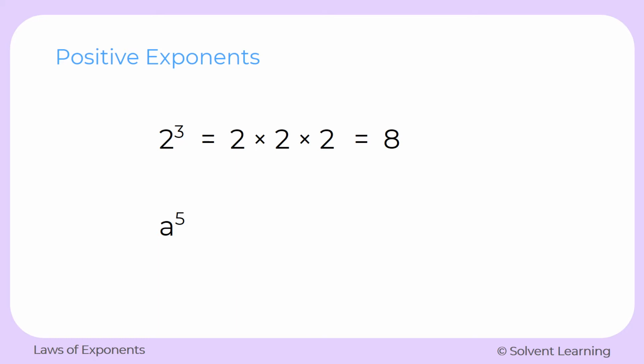Now our next example has a variable as its base instead of a number, but the concept is still the same. The exponent tells us how many of that base we're multiplying together. So we're going to multiply 5 a's together. And we could write it out like this: a times a times a times a times a. And since we don't have a number to represent a, we don't know what a is equal to, we can't simplify this anymore. So we could just leave it like this.